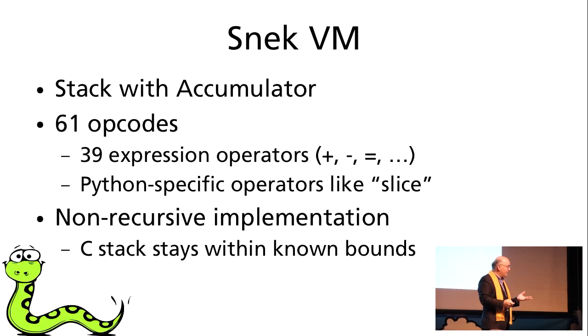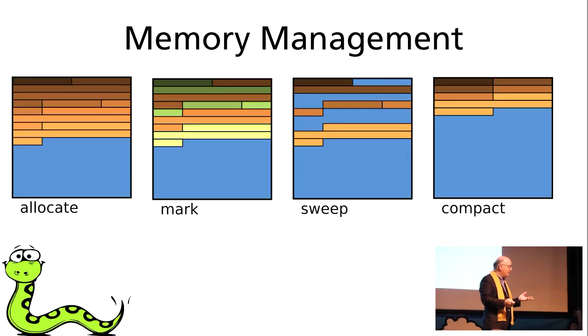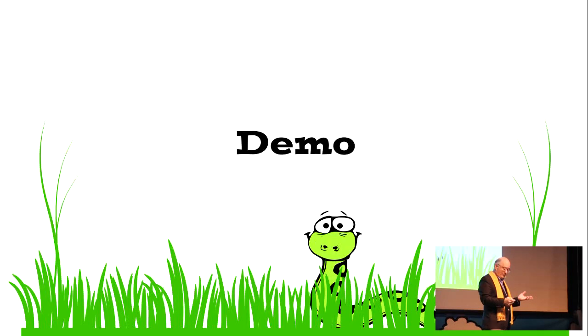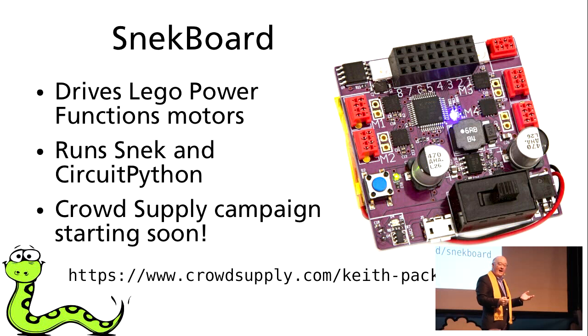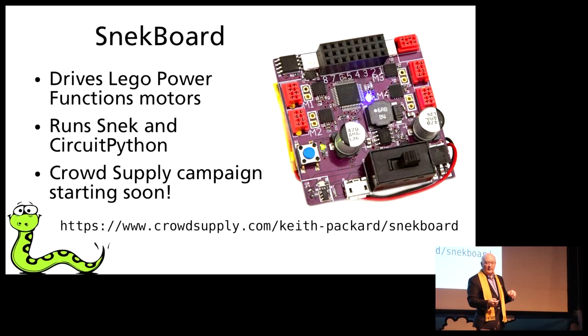Probably the most important thing that I wanted to tell you today was the fact that I have built this custom hardware called the Snek board. And starting in a couple weeks, we're going to start a Crowd Supply campaign. If you're interested in running Snek or CircuitPython and controlling Lego motors and using Lego input devices, we built custom hardware, and we're actually going to be running a Crowd Supply campaign. There's the URL. It's live now. You can go see some preliminary information about it. And the Crowd Supply campaign will be starting in a couple of weeks.